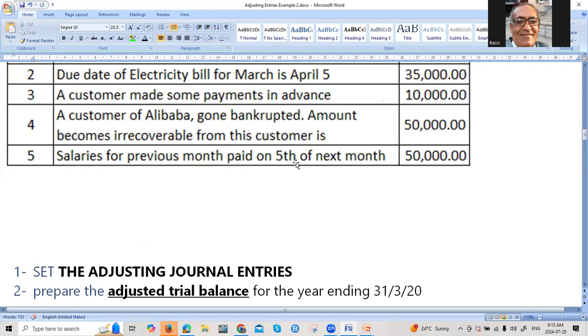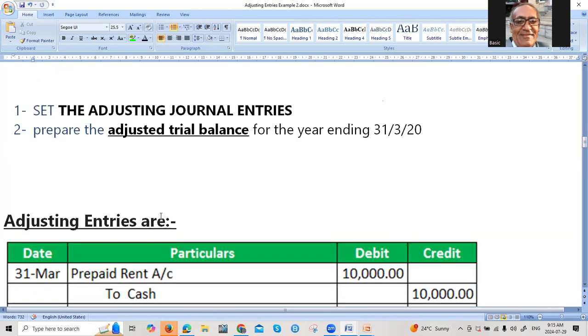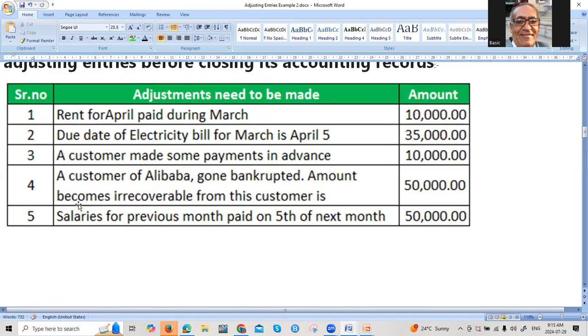Let's see what we did in this transaction. Here, from electricity expenses into accrued expenses, because this means that I didn't pay it yet. So the meaning here is the opposite of the first one. The first one is a prepaid, but the second one is accrued expenses. Accrued expenses means I did not pay it. So I got the services, but I did not pay the 35,000.